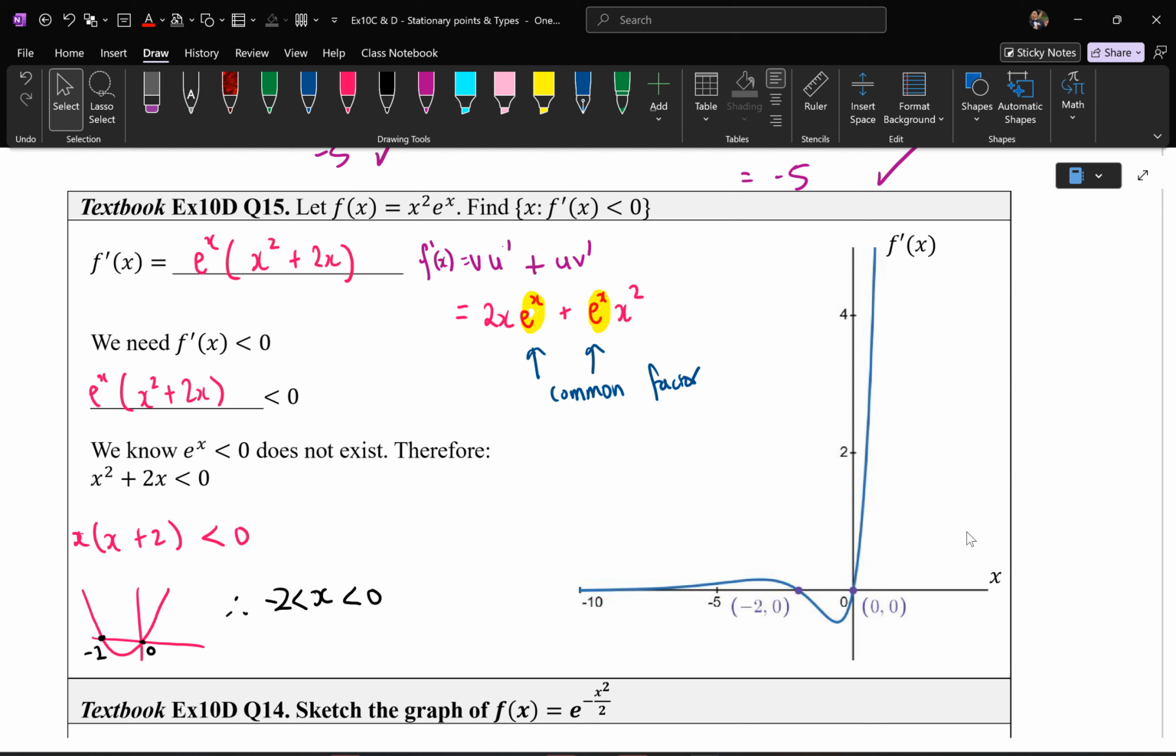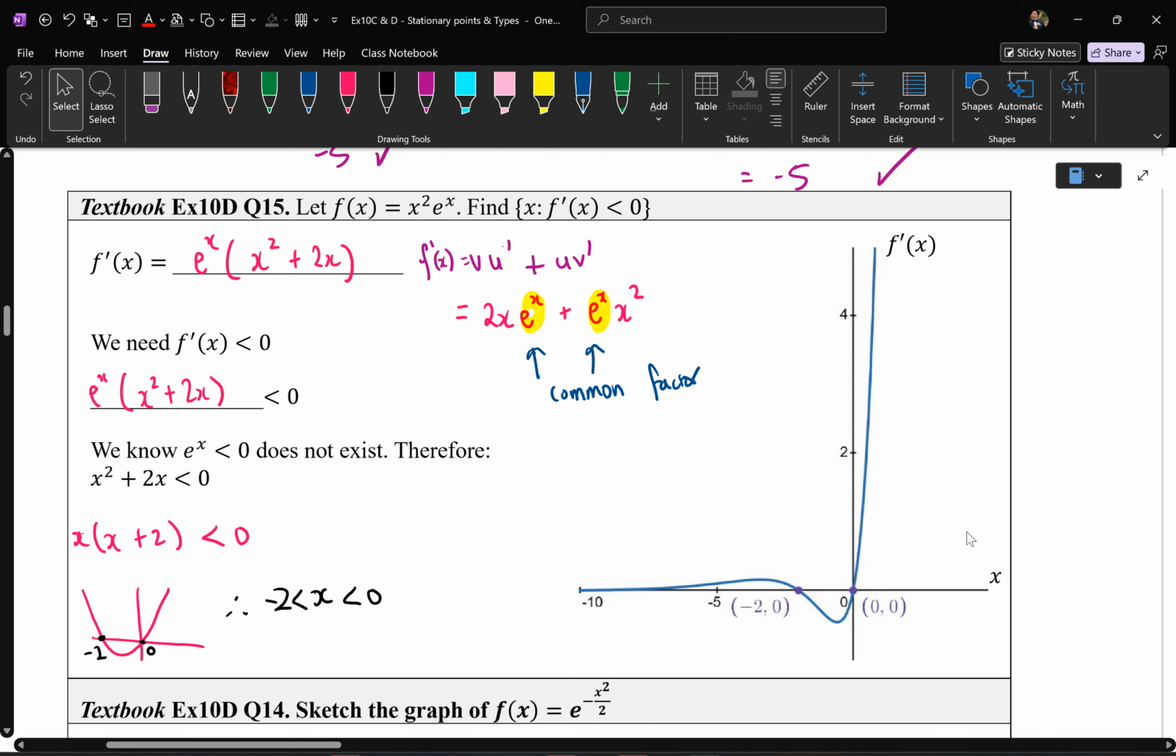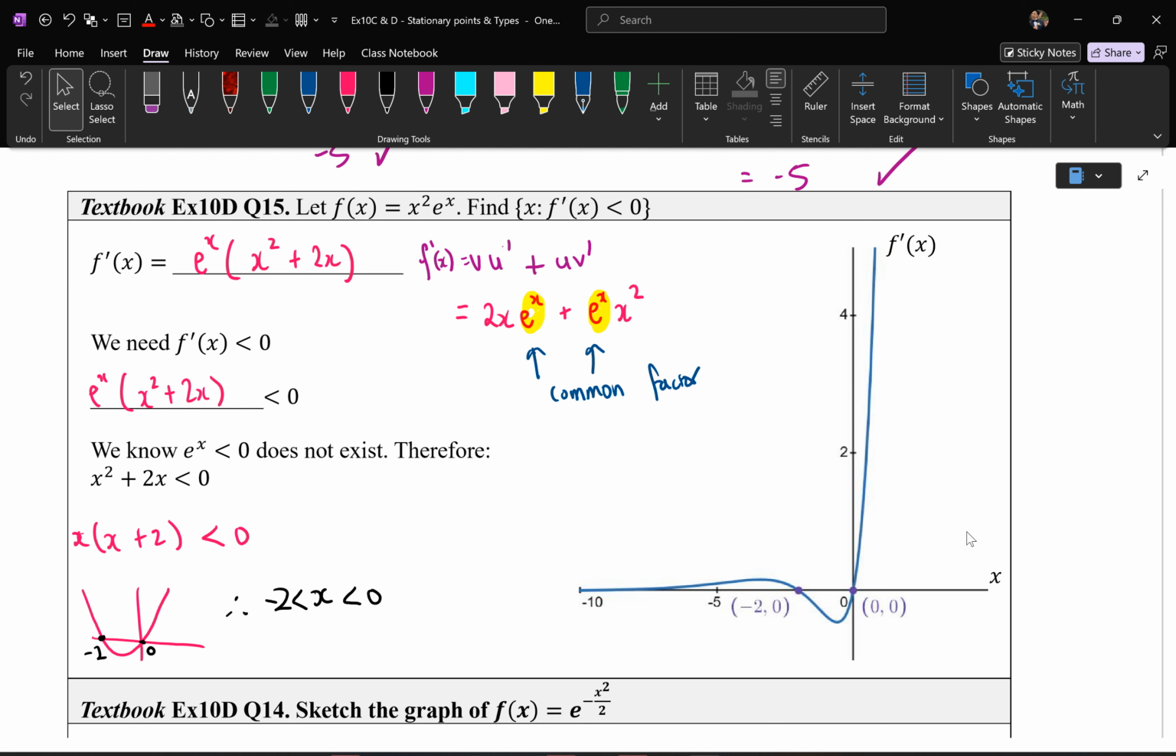When is the derivative less than 0? By separating the two, I can essentially ask, well, when will e to the x be less than 0? Or when would x squared plus 2x be less than 0? One of the things we know is that e to the x cannot be less than 0. It's always above the x-axis. So then it just leaves us with x squared plus 2x. When is that less than 0? We can sketch that graph. And that looks x-intercept negative 2 and 0. We can see it's less than 0 between negative 2 and 0. Hands up if you got this as your answer.